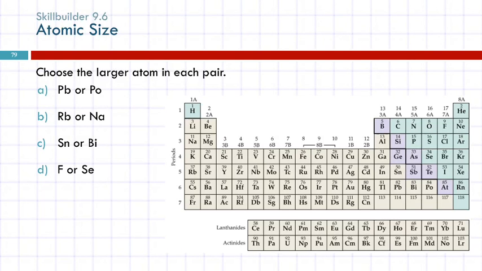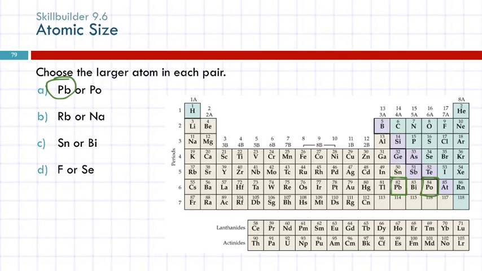So we should be able to answer questions like this. I'm not going to do all of them because we're running out of time. Choose the larger atom. So Pb or Po? Well, you've got to find them on the periodic table first. So here's Pb, and here's Po. I'm going to ask you to compare elements in the same row or in the same column. Which one's bigger, Pb or Po? Pb, because as we go across, they get smaller. So lead is a larger atom than polonium.